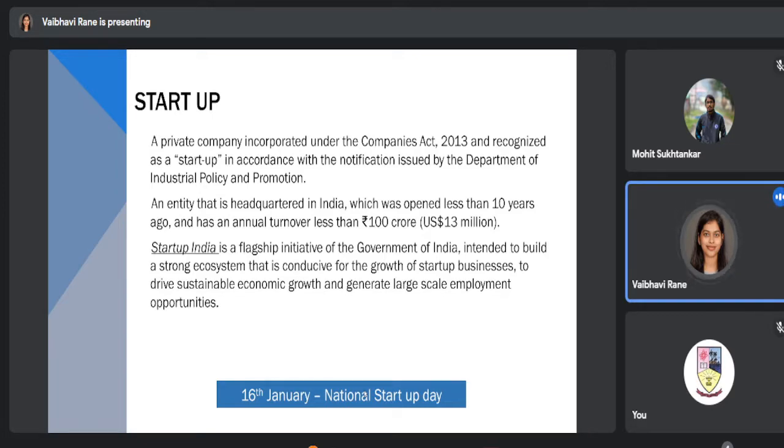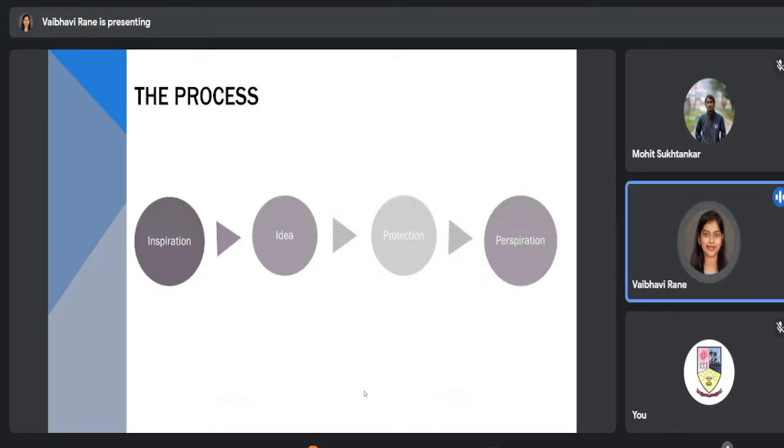So this is about startup. What is a startup? What is the basis of the concept of Startup India? And with that, now we will come to the next important topic, the second phase of our session, that is how to come up with the idea of a startup or what is the process. The process can be divided broadly into four phases. The first phase is that of inspiration. Now, I believe most of you are already at this phase, and that is why you aspire to start a startup, you aspire to be an entrepreneur, and that is why you are watching this current session.